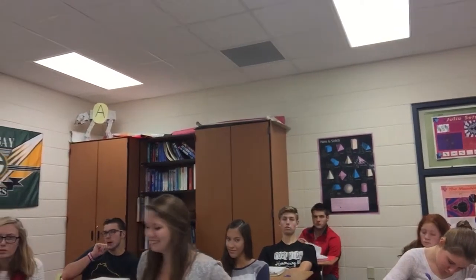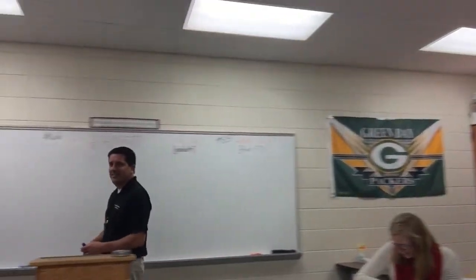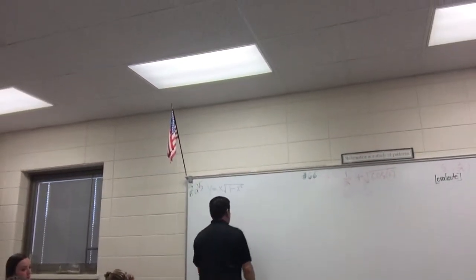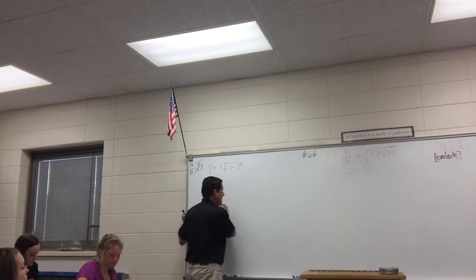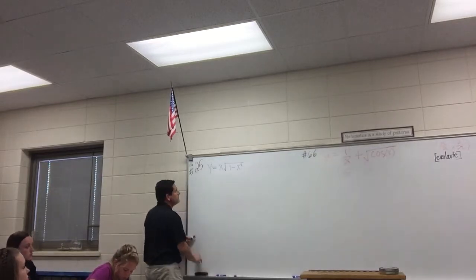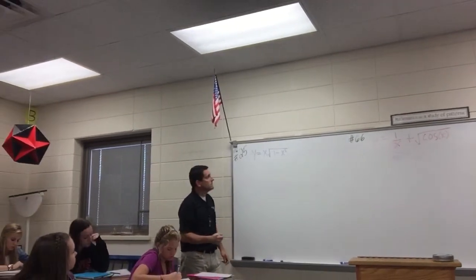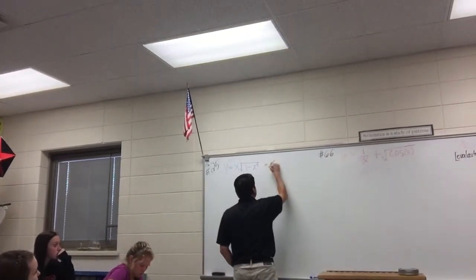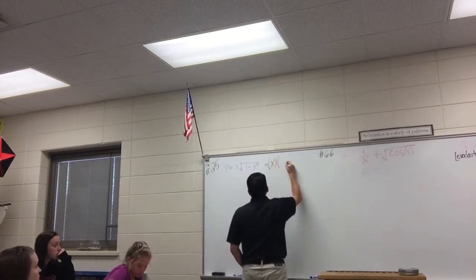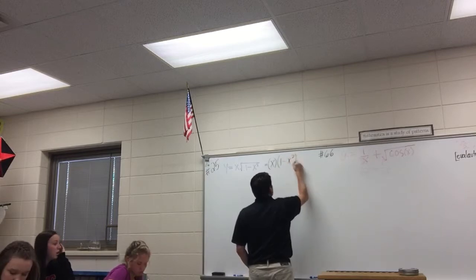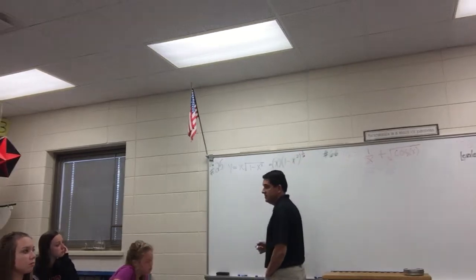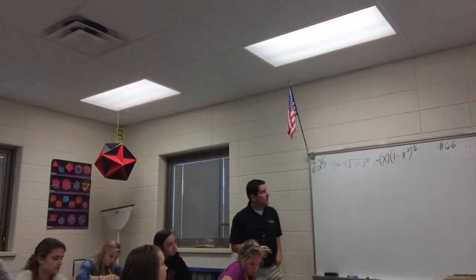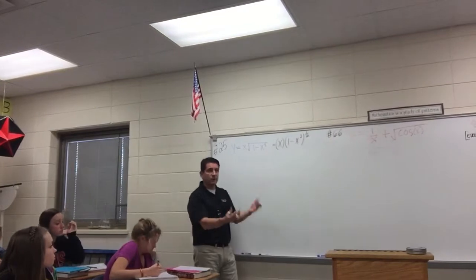Number 25. Infamous Jamie. All right. I look at this problem and I spy what? I spy product rule. This is the same as x times 1 minus x squared to the 1/2. That's the best way to view it. It's a product of one function and another function. Therefore, I've got to do a product rule.